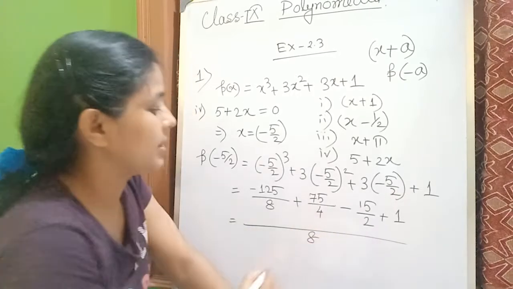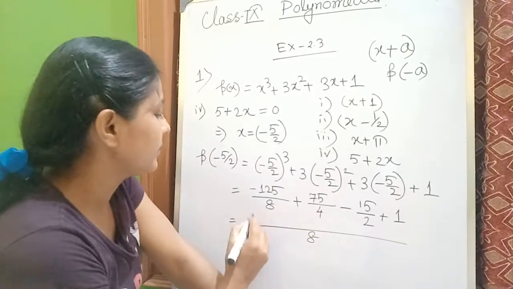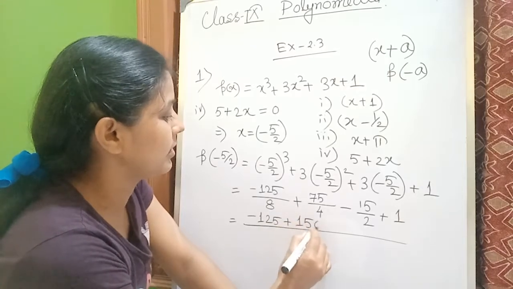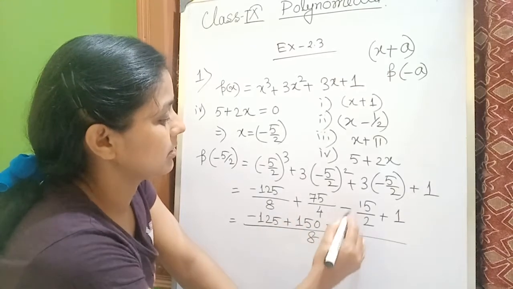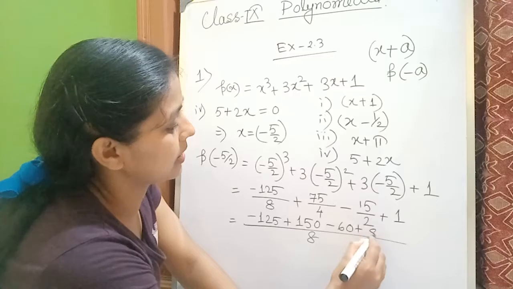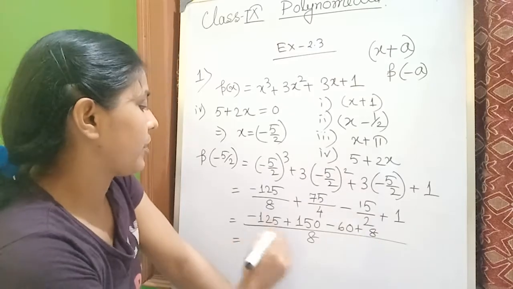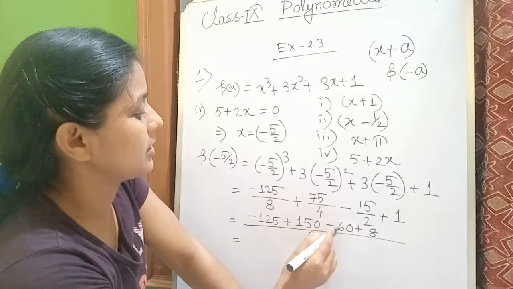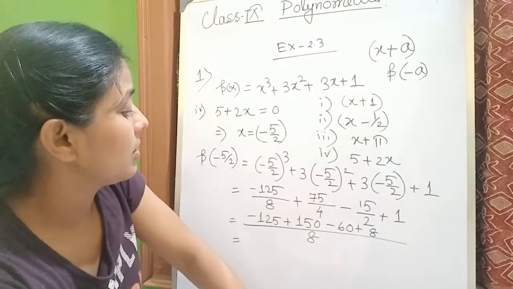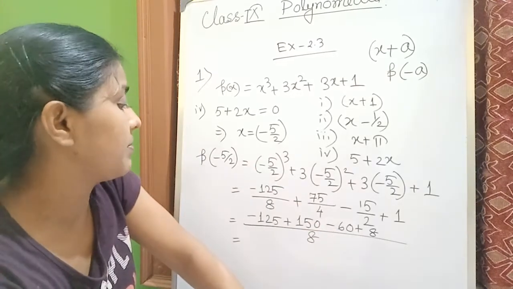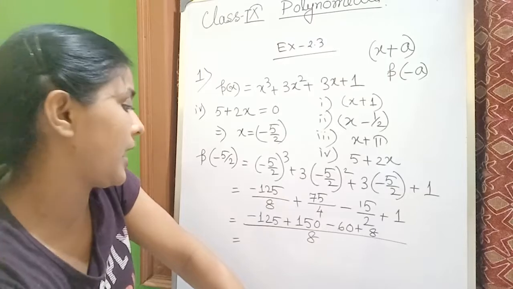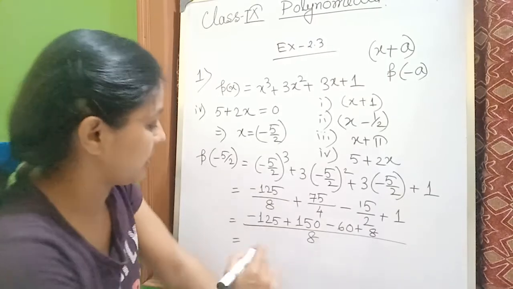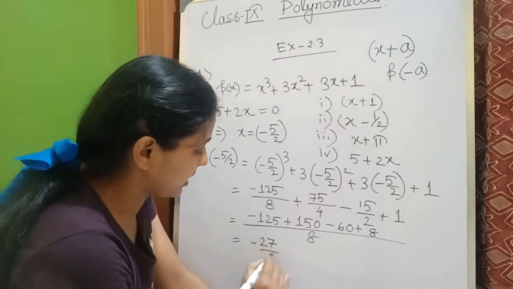8 will be the LCM. It will be minus 125, then 150, then 60, and it will be over 8. From this, plus 25 minus 60 is equal to minus 35, plus 8 is minus 27. So we are getting minus 27 by 8.